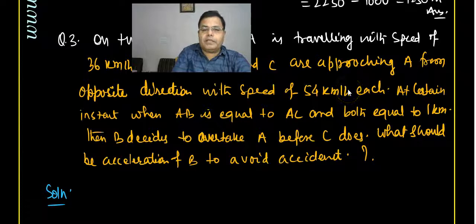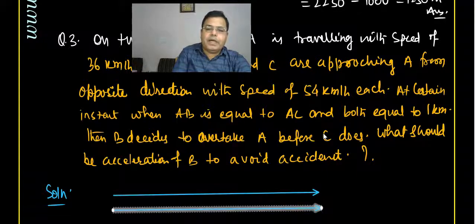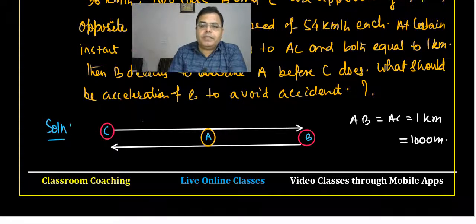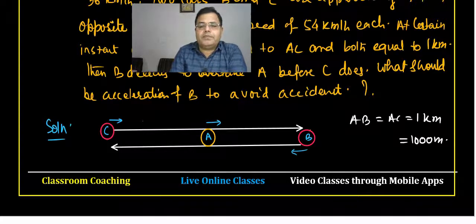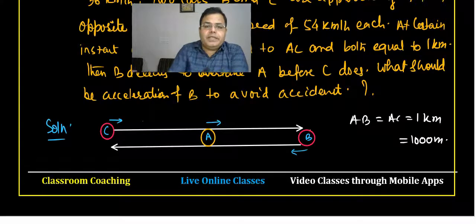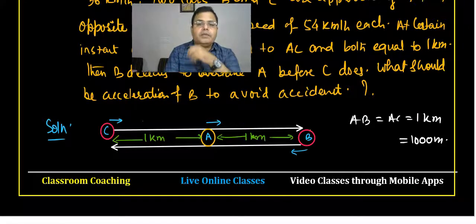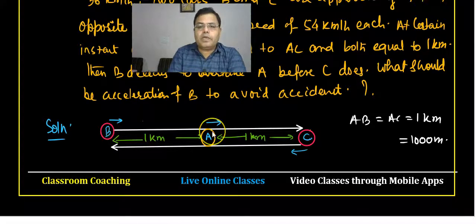Cars are moving in two directions. Say this is one lane, and this one is another lane. On these two lanes, car A is moving. Let us consider, for the sake of convenience, that car A is here, B is approaching from this direction, and C is approaching from this direction. Since B has to accelerate, take this one as B and this one as C. Both are 1 kilometer away.